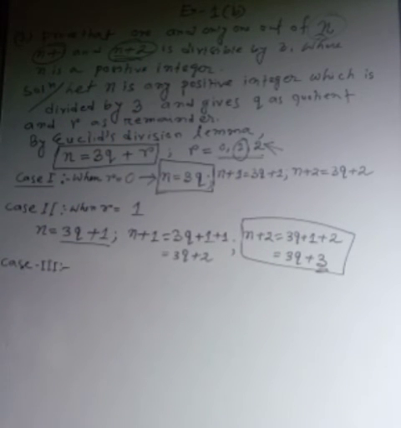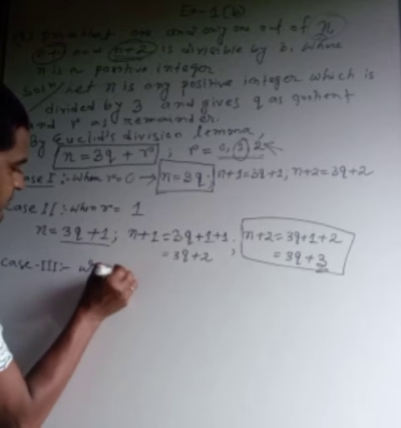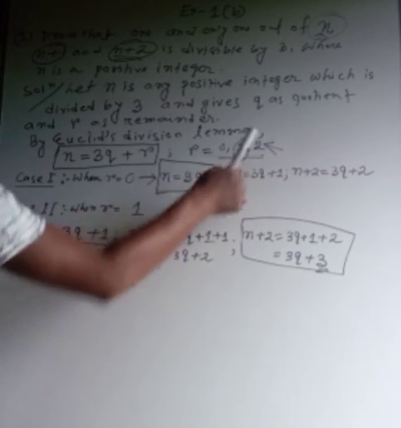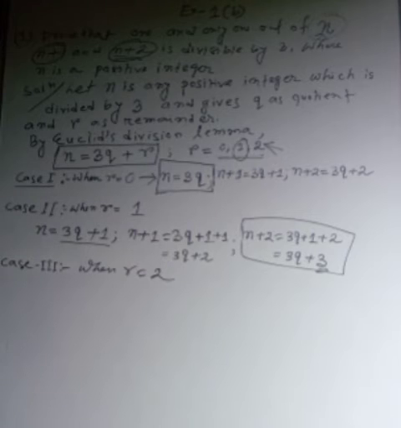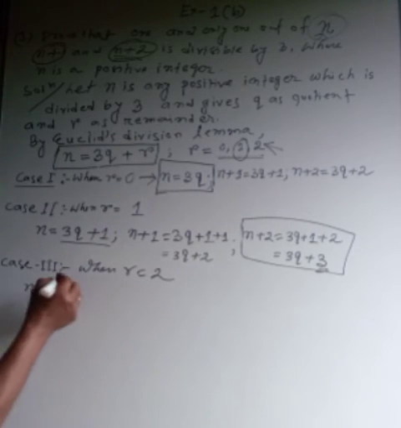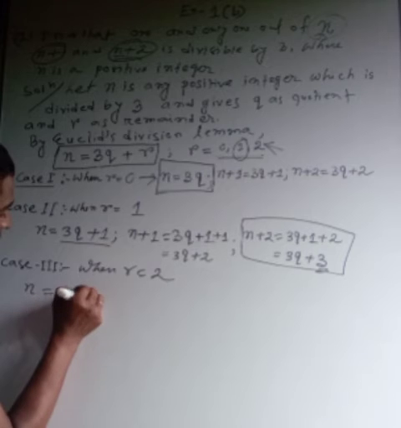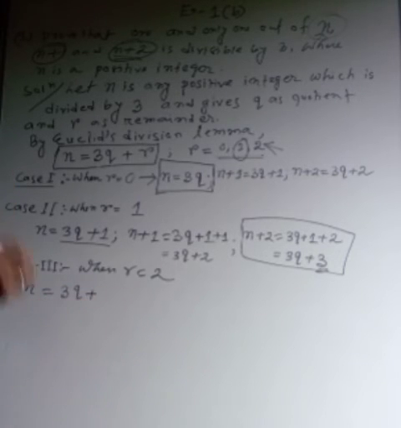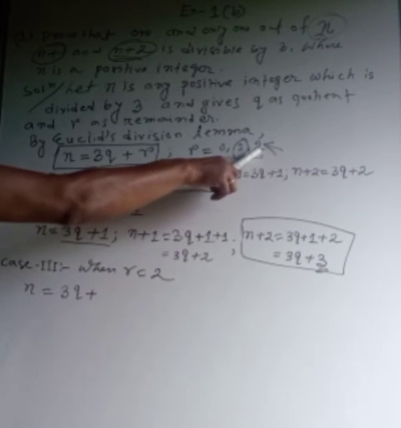And in this third case, when r equals how much? 2. It means the r value we have to write now is 2. So look, n equals 3q plus r. What r value? The remainder is 2.